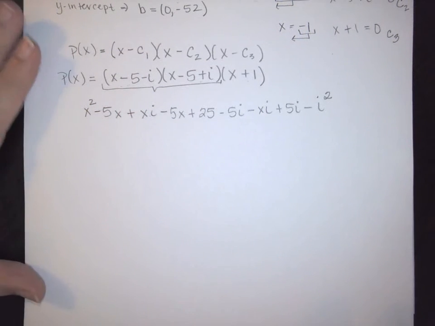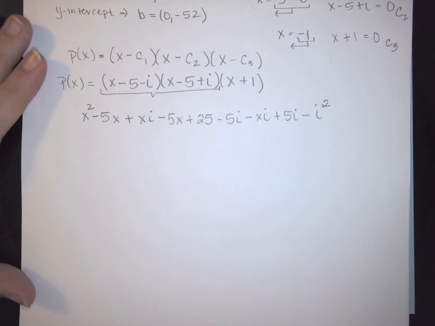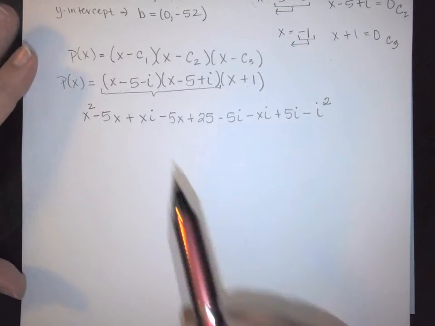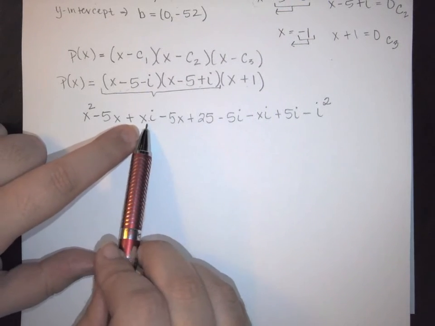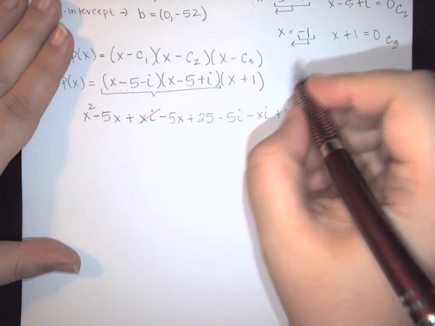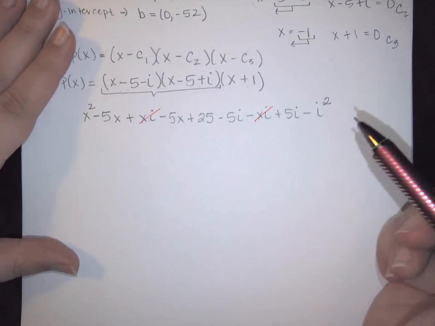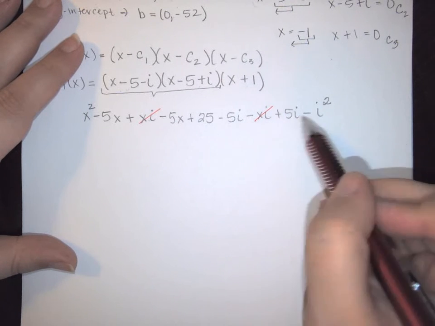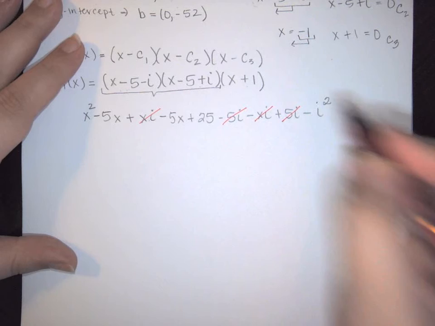In looking at these, there are a few things that we can erase right off the bat. Notice I have an xi and a minus xi, so these can go away. And then I have a negative 5i and a 5i, so those can go away.